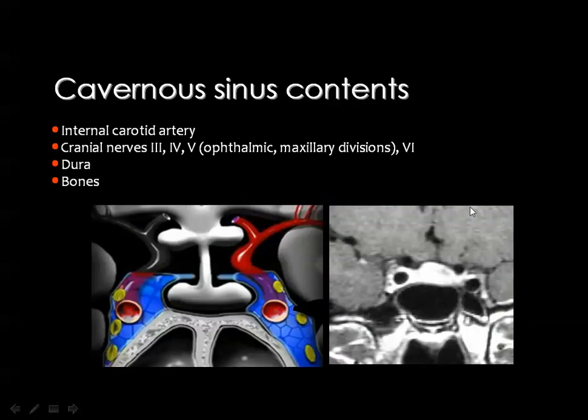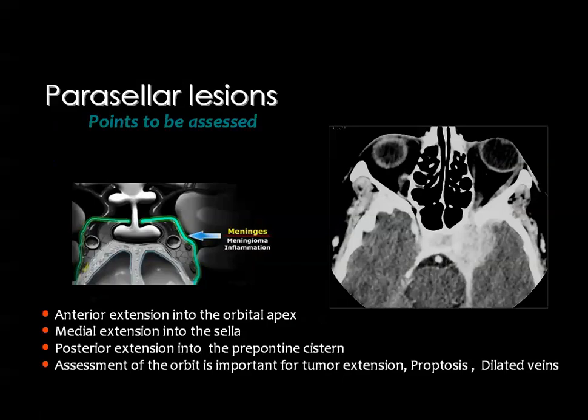And the anatomic structures located in the parasellar area include the internal carotid artery, the cranial nerves, the third, the fourth, and the fifth, as well as the sixth cranial nerves, then the dura, and the bones of the skull base. Then a lesion arising in the parasellar area, and you have to point the extensions of the lesion.